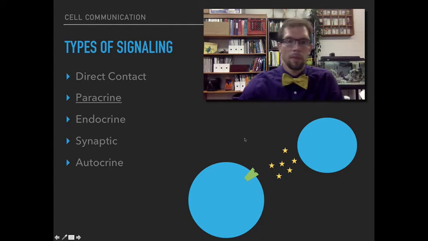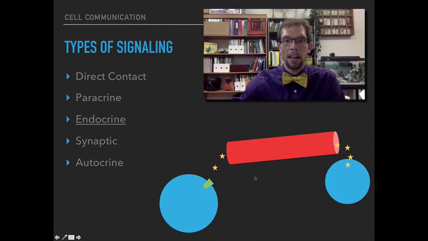Paracrine, on the other hand, the cells aren't actually touching each other, but they are nearby. So it starts over here at the cell of origin. It gets released from the cell and it flows through a small amount of space to another cell that can detect this signal.